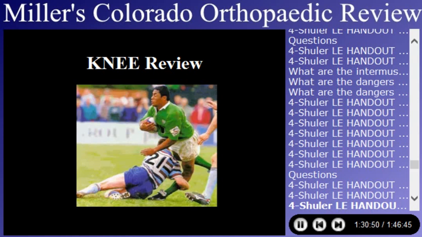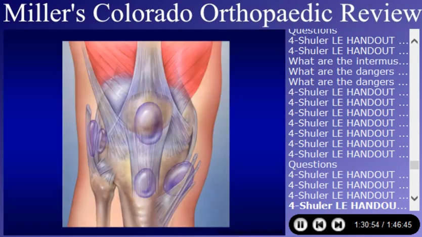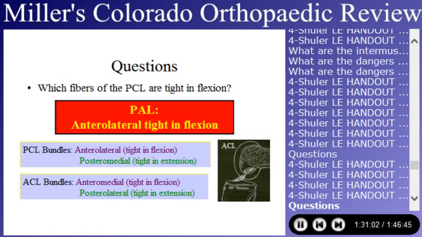Remember I told you in the test-taking tip, know one thing cold? All anterior bundles of the ACL and PCL are tight in flexion. Who's your PAL? PAL is your PCL. Anterior lateral bundles are now tight in flexion. That's the easiest way to remember. Know one thing cold, and you can figure out your answer for any question, whether they throw it on the PCL, which is now loose in flexion. You can figure it out just by knowing one thing cold.